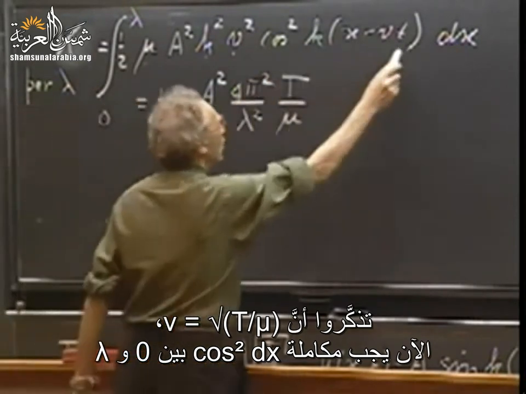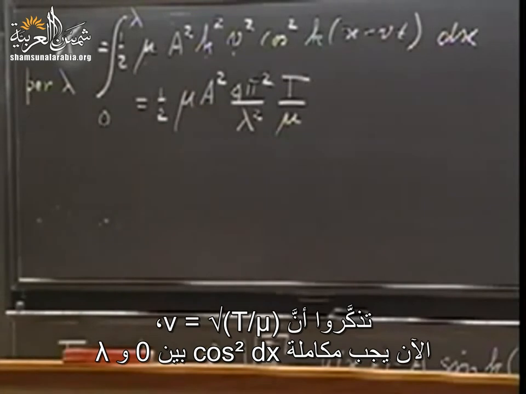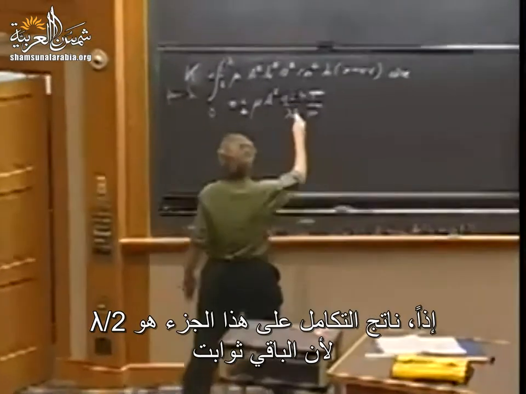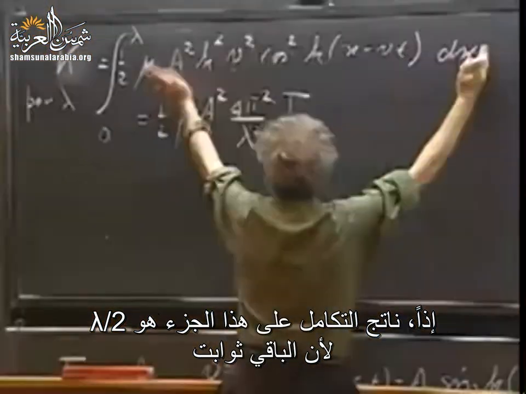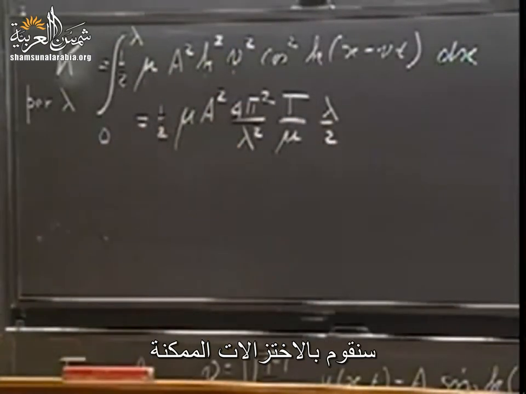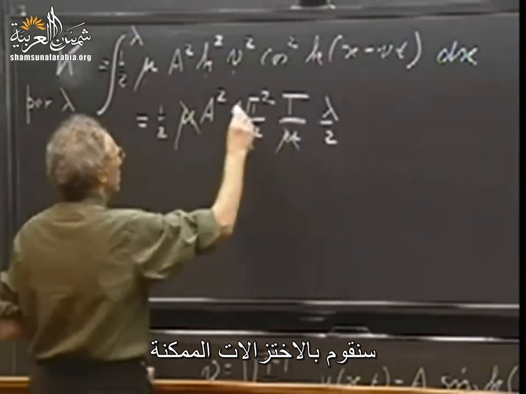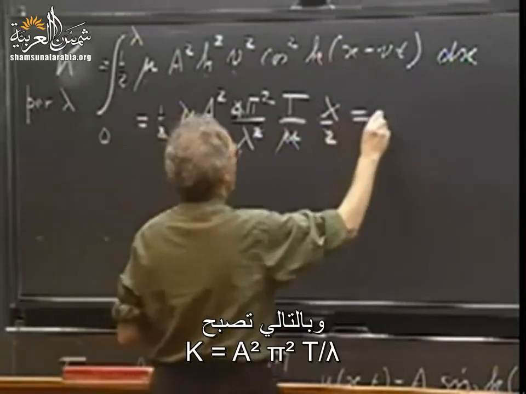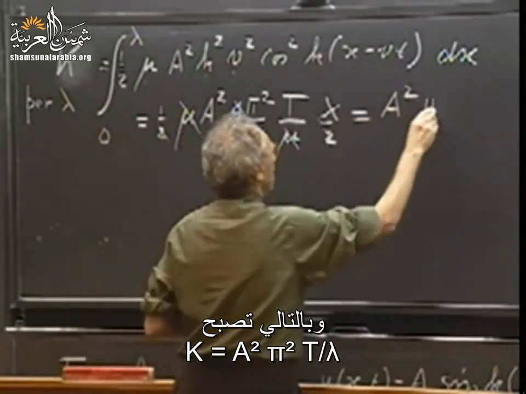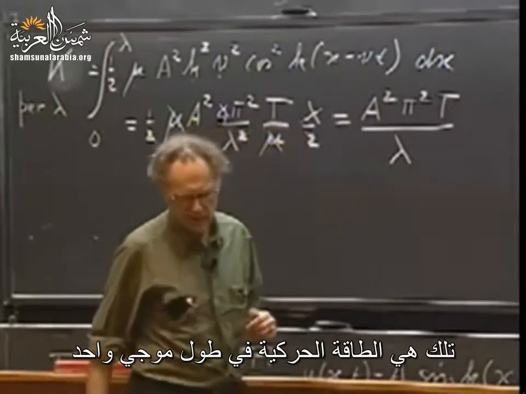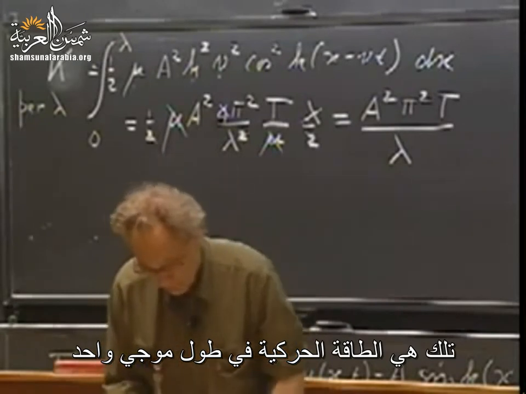And now I have to do the integral of this cosine squared dx between 0 and lambda. You will take my word for it that this is lambda divided by 2. So the integral, that's the only one that I have to do, these are constant, is lambda divided by 2. If you look now, you lose a mu, your 4 goes, and you lose even 1 lambda. And so you get A squared times pi squared times T divided by lambda. That is the kinetic energy per wavelength.